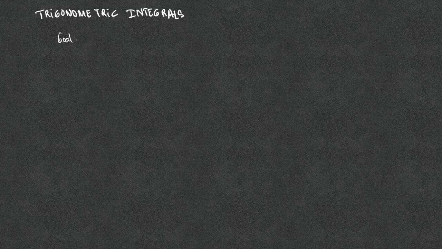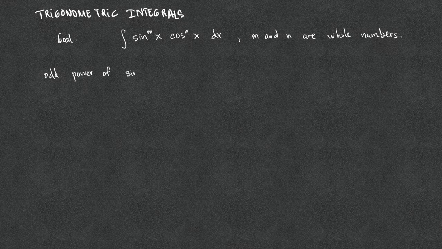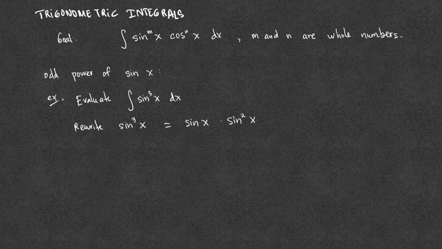Trigonometric integrals. The goal is to evaluate the integral of the form sine to the m of x cosine to the n of x dx, where m and n are whole numbers. For odd powers of sine of x, for example, evaluate the integral sine cube of x dx, where the power is 3. We rewrite sine cube of x as sine of x times sine squared of x. We keep one copy of sine of x, where sine squared of x is 1 minus cosine squared of x.